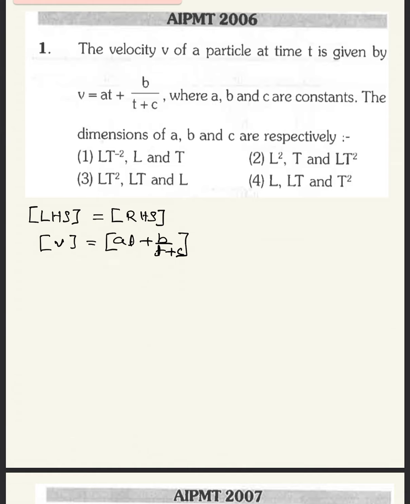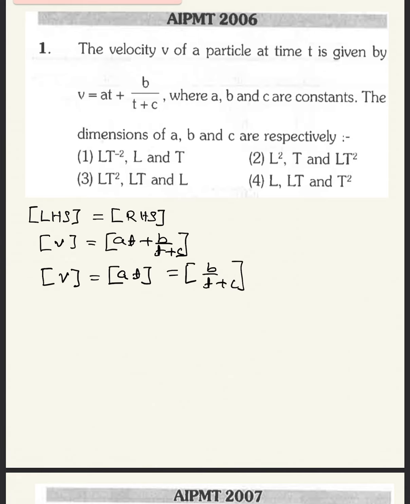You must also know that all the additive terms in an equation must have the same dimension formula, because only physical quantities with the same dimension formula can be added or subtracted. That means these two terms, at and b upon t plus c, must have the same dimension formula. So I can write this is equal to the dimension formula of a into t, and this is equal to the dimension formula of b by t plus c.